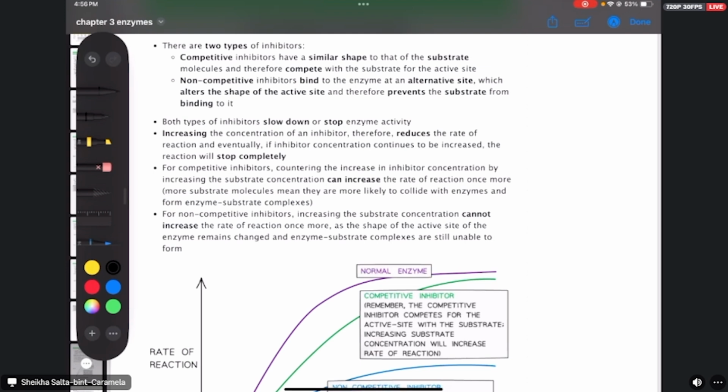When a non-competitive inhibitor binds to an alternative site of an enzyme, you can also call this the allosteric site of the enzyme. The term isn't included in the syllabus, but if you have seen the mark schemes, the word allosteric site is included in there. So you will say that the non-competitive inhibitor binds to the allosteric or alternative site of the enzyme, and this changes the shape of the active site. This prevents the substrate from binding to the active site at all.